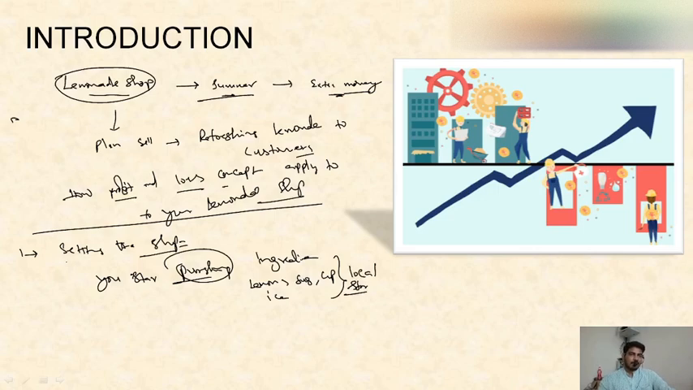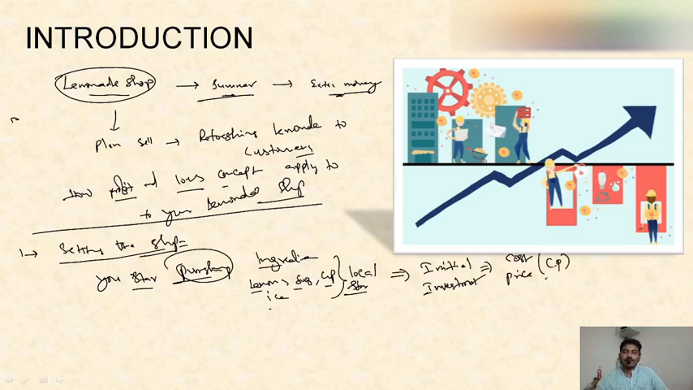Suppose, as I said, you first set up the shop. After setting up the shop, you start purchasing ingredients like lemons, sugar, cups, and ice from your local store. So this is the initial investment. This is represented by the cost price of an item. Cost price. In our problems, we denote that as CP.